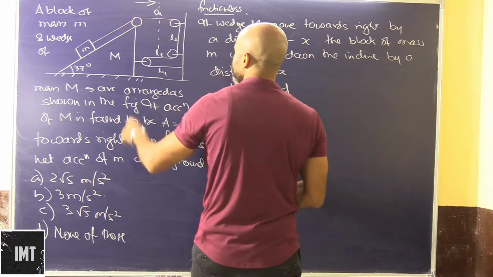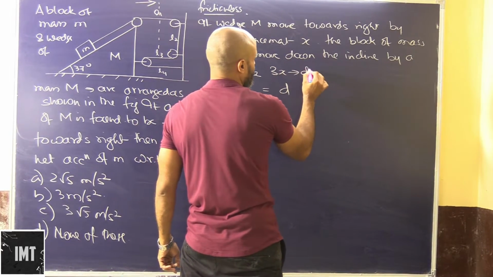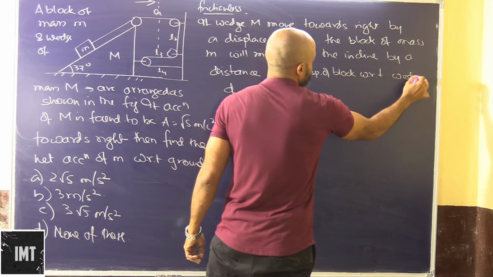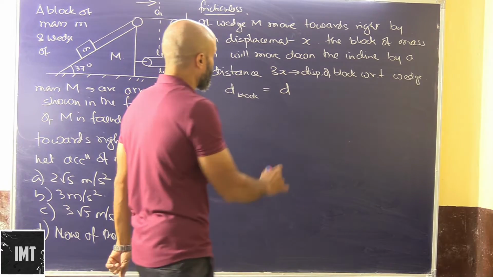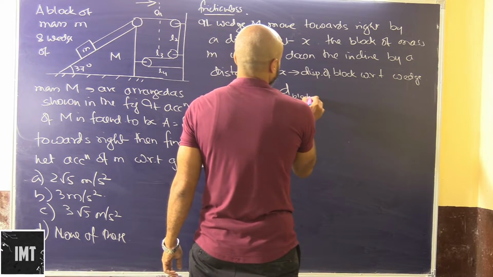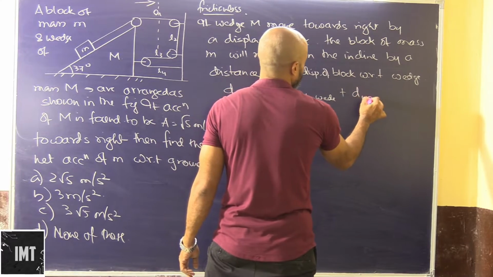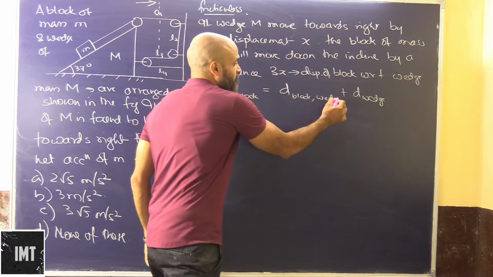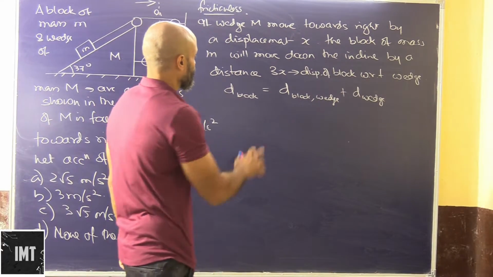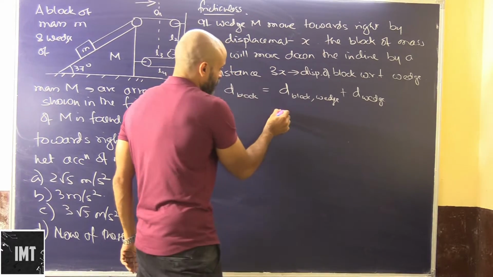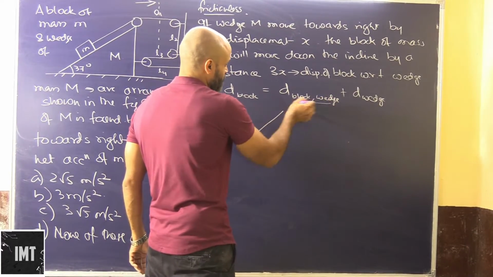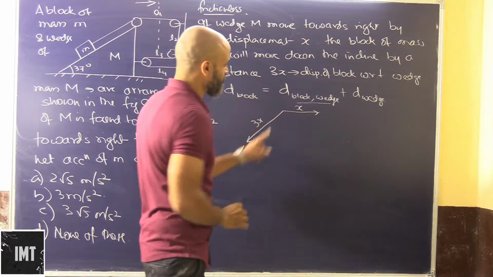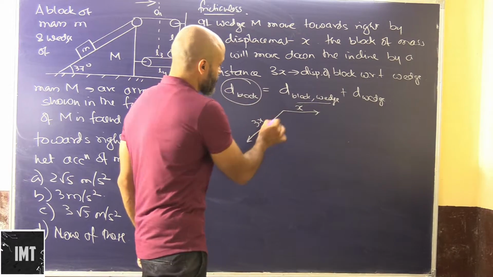Now if we have to calculate the displacement of the block of mass m, this is basically the displacement of the block with respect to the wedge. So the displacement of the block will be equal to the displacement of the block with respect to the wedge plus the displacement of the wedge. Here we know the displacement of the block with respect to the wedge is 3x in this direction, and this is x, the displacement of the wedge. So obviously the resultant will be somewhere here.